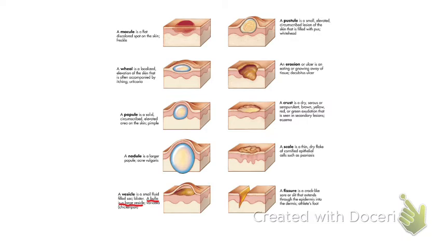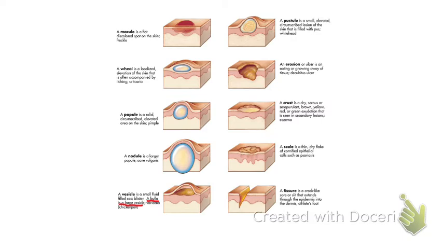A pustule is a small, elevated, circumscribed lesion on the skin which is filled with pus, and this is like a small pimple. An erosion is an ulcer. A crust is a dry, scaly part of the skin, usually formed by an exudate. If someone has impetigo, they get honey-colored crusting on the skin. A scale is a thin, dry flake of cornified epithelial cells, so hyperkeratinized cells. You can see this in psoriasis or in eczema.